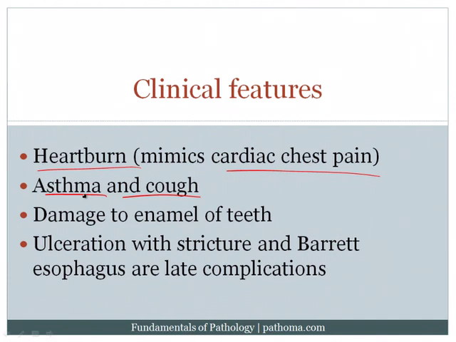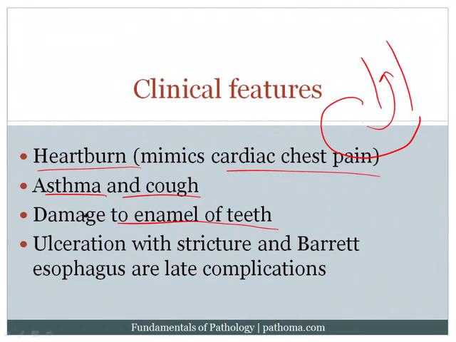And so when you have adult onset asthma, you really want to think about gastroesophageal reflux disease. And the idea here, if this is the stomach and the esophagus coming up, as you get shooting of acid up into the esophagus, you can irritate the airway as well. And that can result in asthma and cough. The acid can also reach the level of the teeth, which would then cause damage to the enamel of the teeth. So that's a clinical feature.